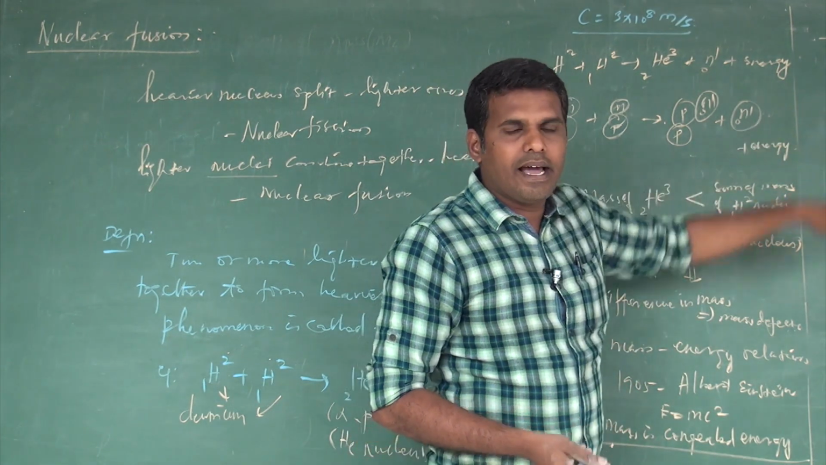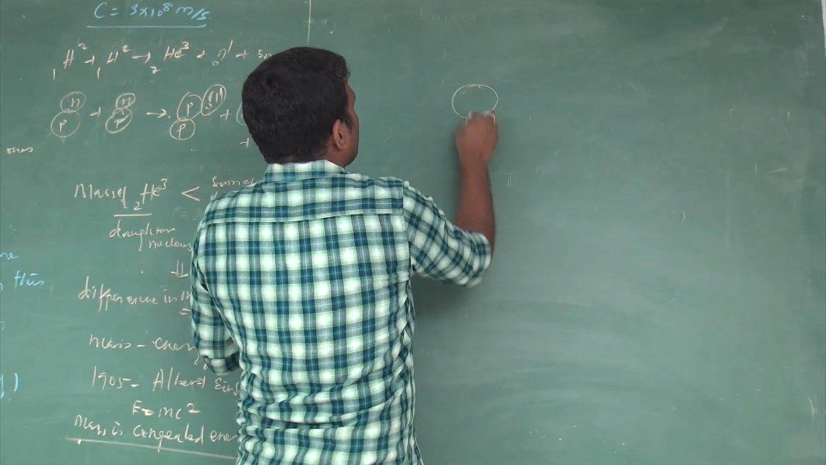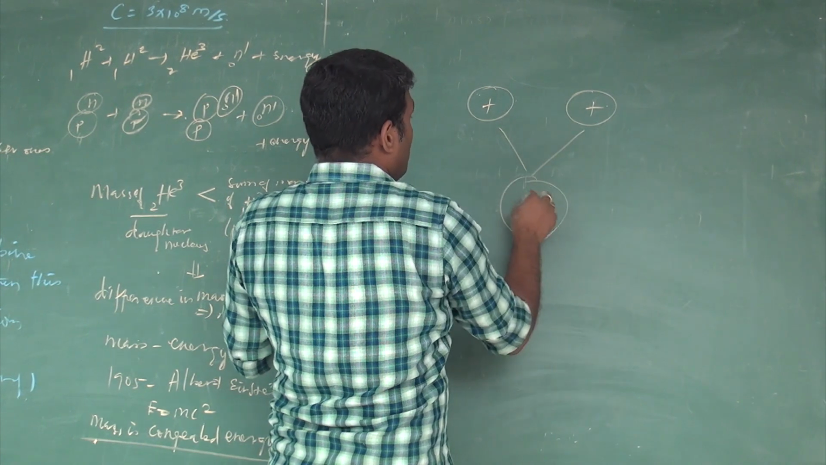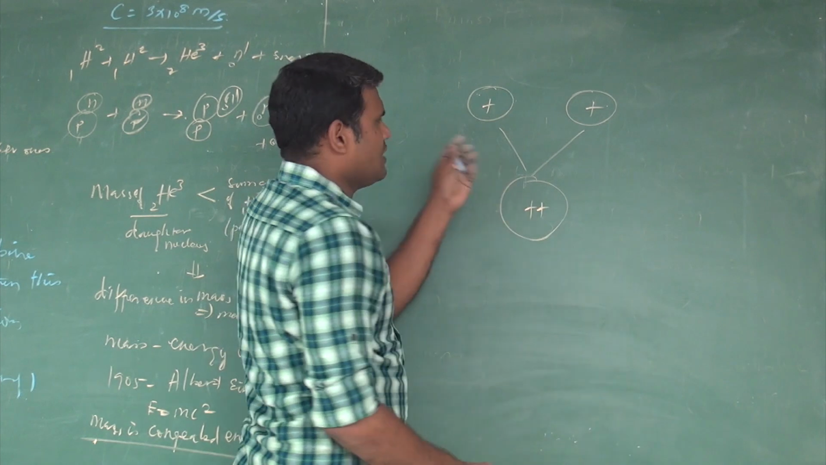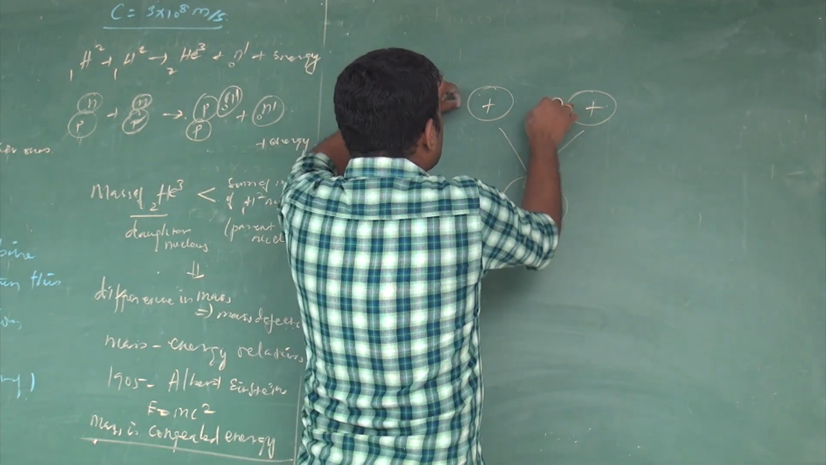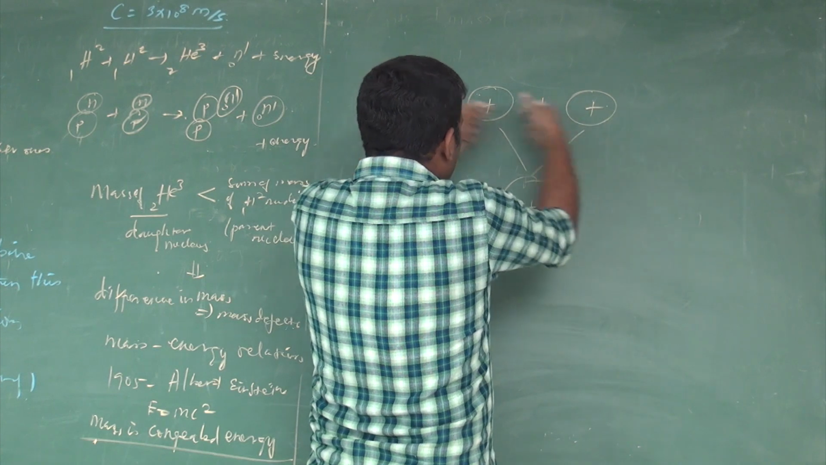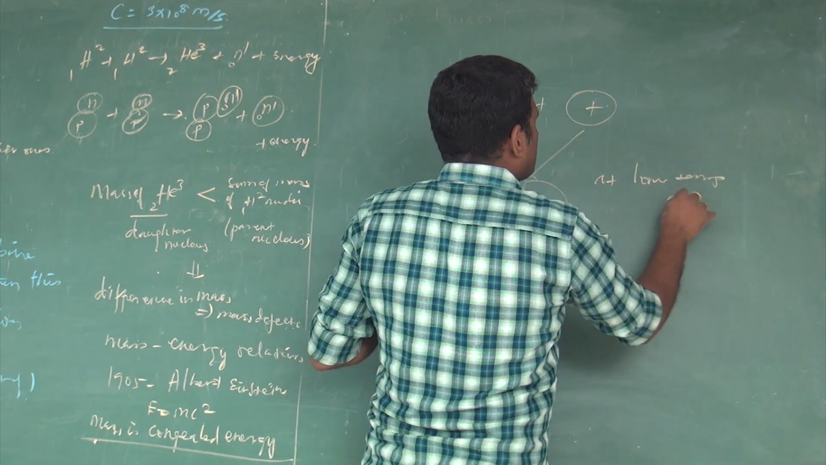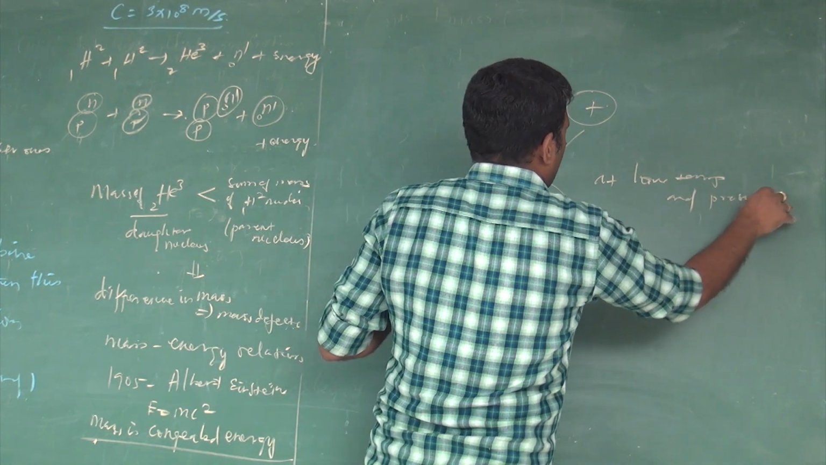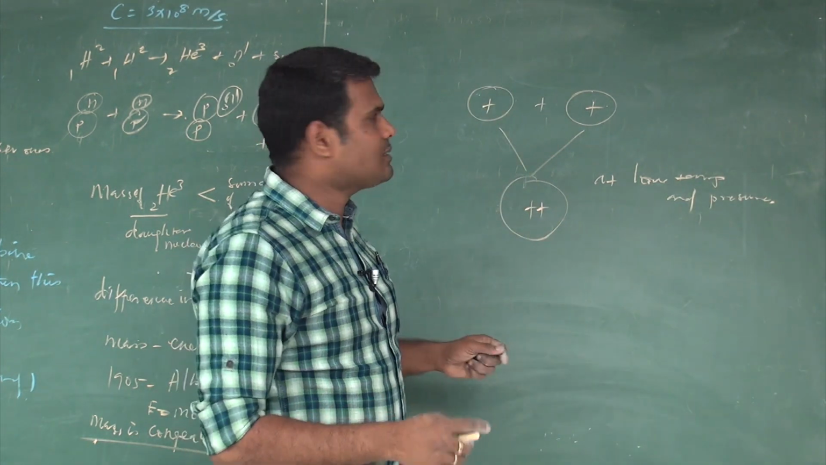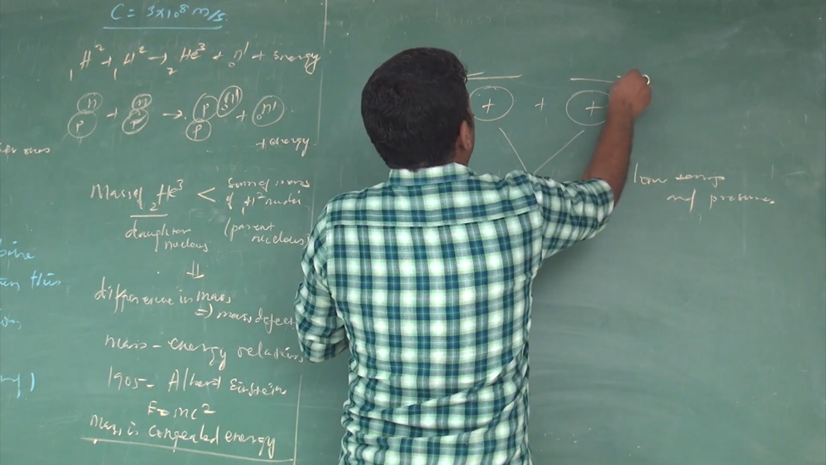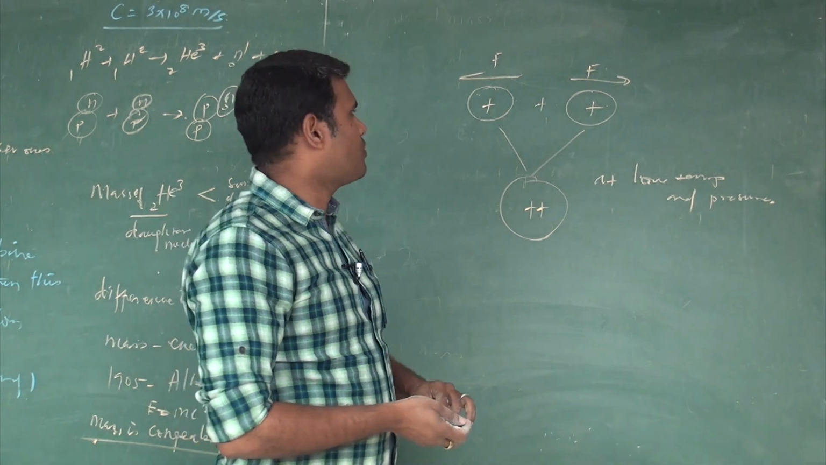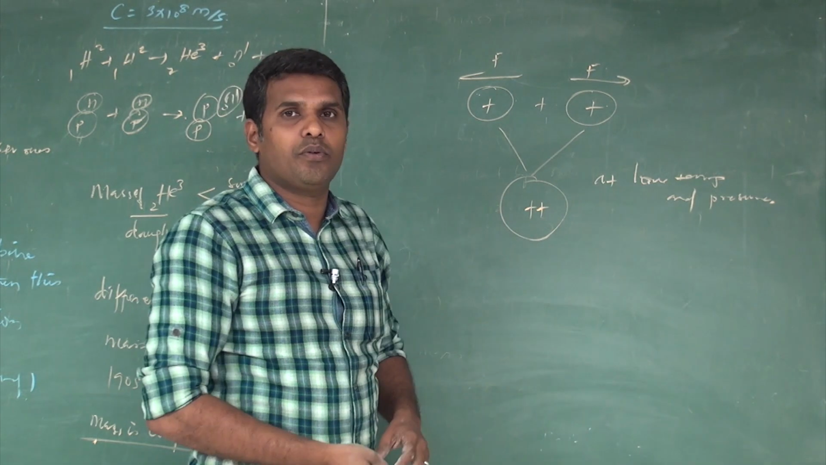I would like to show you with a simple diagram here. This is a positively charged nucleus, and this is another positively charged nucleus. These together form a heavier, positively charged nucleus. Fusion of two positively charged nuclei at low temperatures and pressures is not possible, because there is a mutual force of repulsion between the two nuclei. So they cannot combine together to form a heavier nucleus.